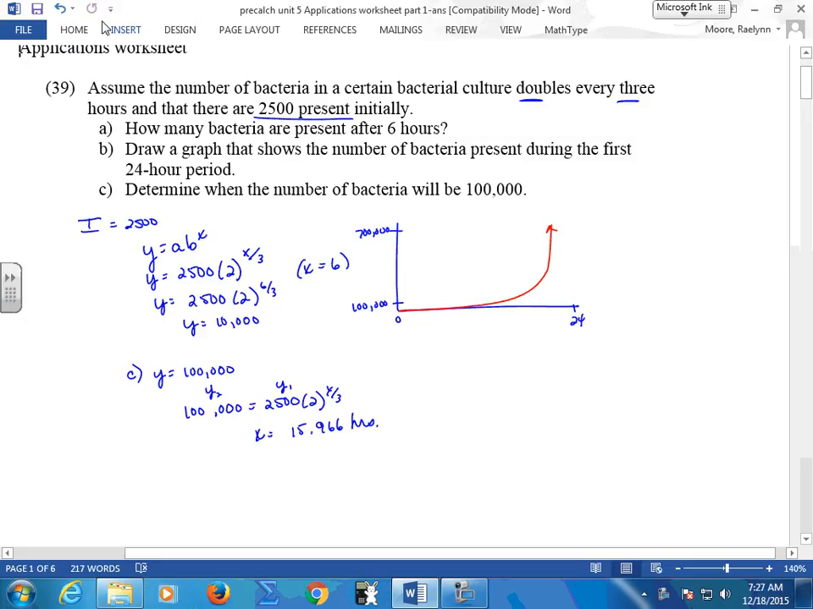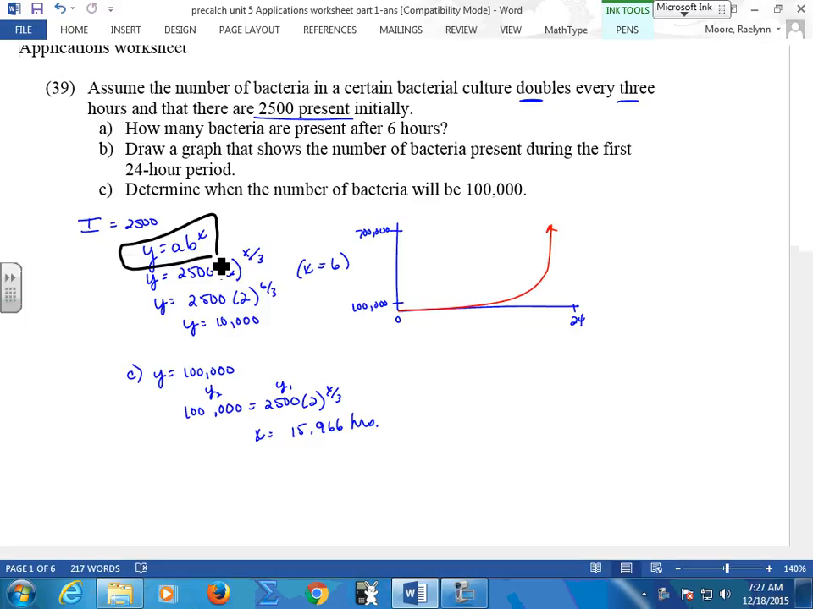Y equals A to the BX. They all work off of this format. Take your initial value and lay out all the parts. This is my A, my initial value. I'm going to double. This is my rate. This is my B. Here's every 3 hours.